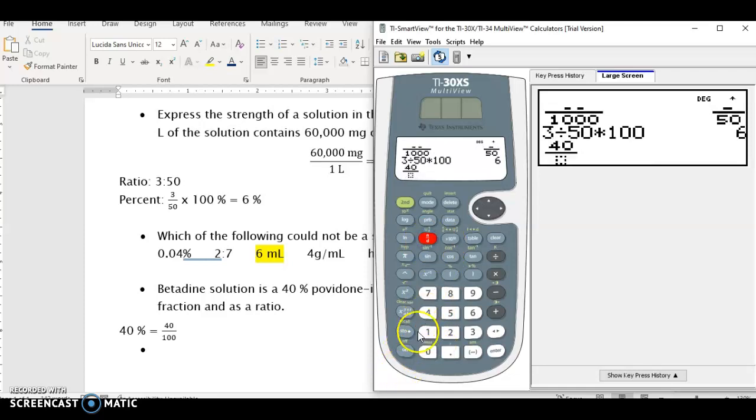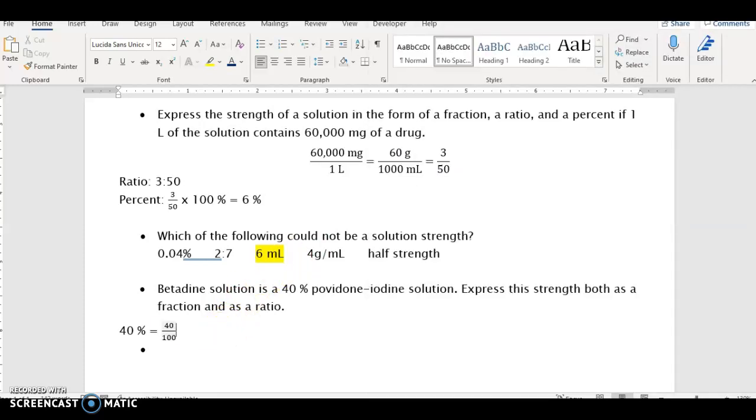Let's go and put it in the calculator. 40 over 100, and press enter, so that it will give us the simplified fraction. 40 over 100 is the same thing as 2/5. So as a fraction, it's equal to 2/5, and as a ratio, it would simply be 2 to 5. Once you have the simplified fraction, the first number in the ratio is the numerator and the second number in the ratio is the denominator. So the final answer is 2 to 5 as a ratio, and 2/5 as a fraction.